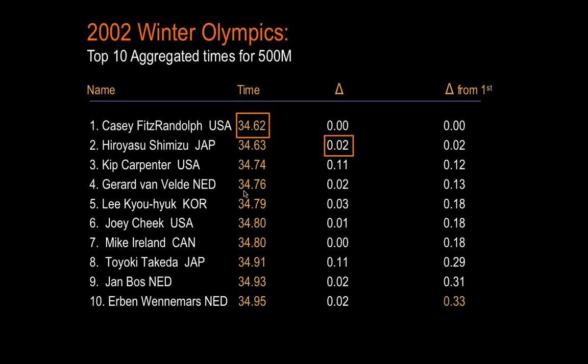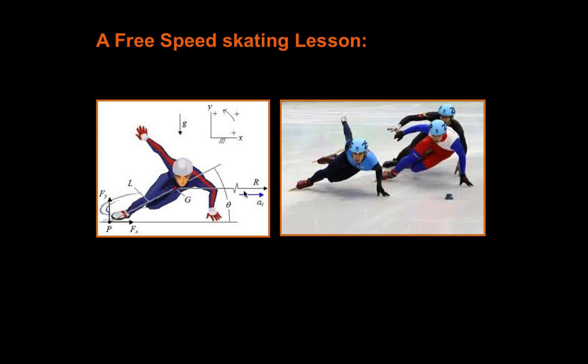More interesting to me was the difference between first and 10th place. So the difference between a gold medal, hero's welcome, or being sent back to Siberia to train for 4 more years because you got 10th place at the Winter Olympics, 31/100ths of a second. If I were to clap that up for you, it sounds roughly like this. The difference between those two claps was the difference between first and 10th place. So tiny margins of victory and incredible physics involved with the sport.